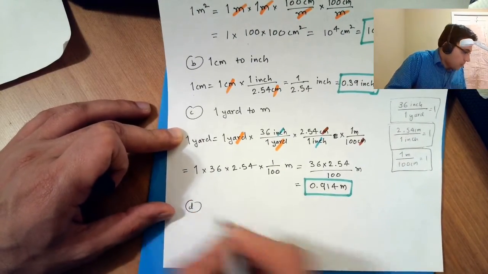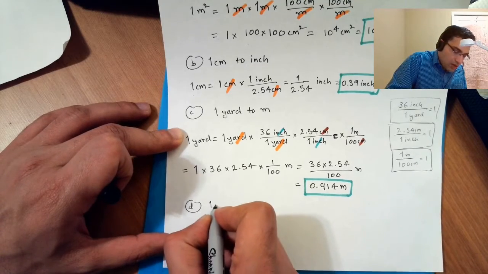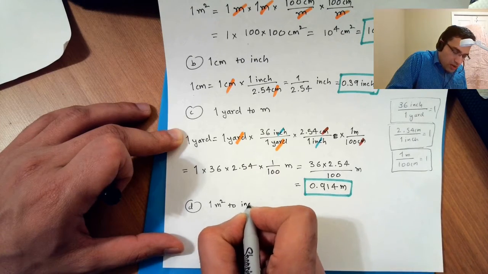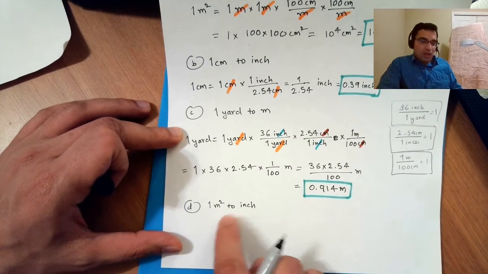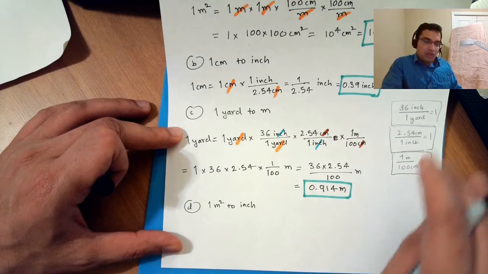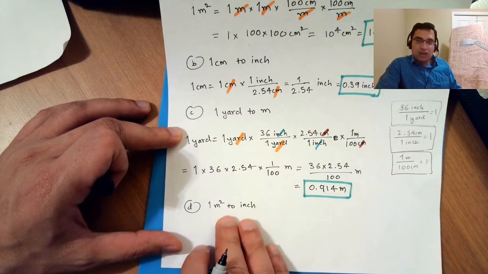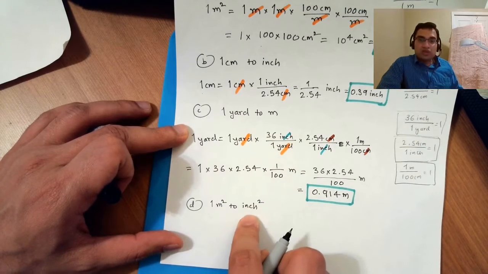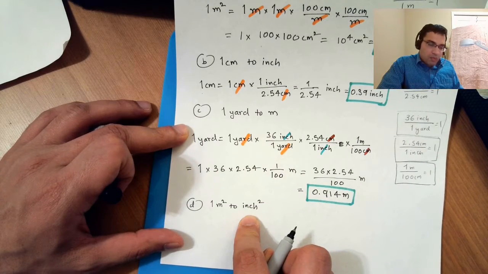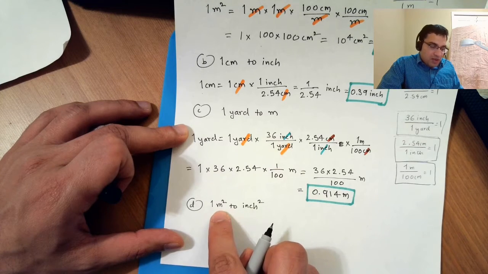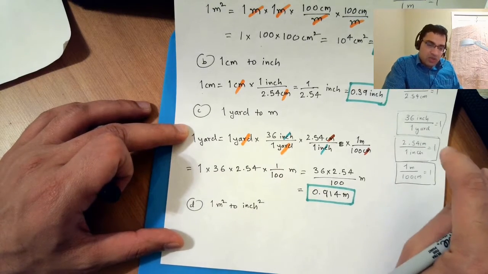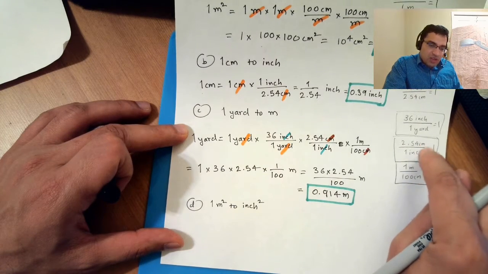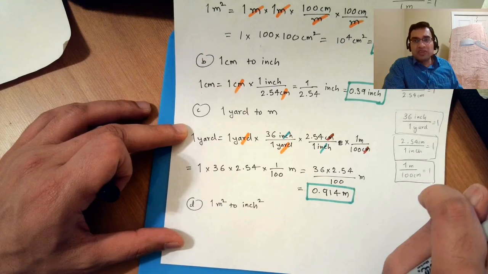D says 1 meter square to inch square. I'm sure you can now use something we have already done, right? This is not really all that different. Sorry, this is inch square. Okay, 1 meter square to inch square. So you need to get rid of meter and get inch. But how will you do that? You have meter to centimeter and you have centimeter to inch. So I'll have to use two of these conversion factors.